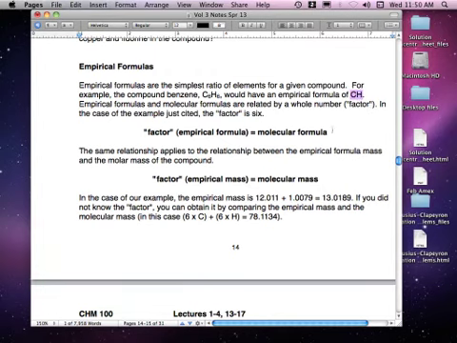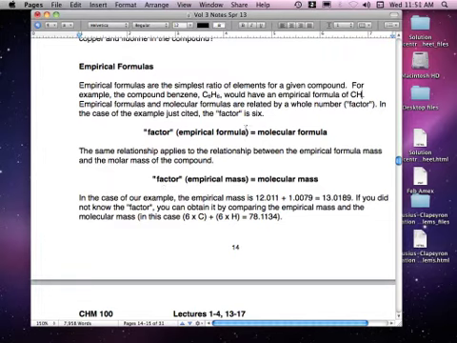The formula and the mass are related by the same factor. So I take this factor, multiply it times the formula, I get the molecular formula. I take the exact same factor, multiply it times the empirical mass to get the molecular mass. In the case of this molecule, since we know both the formulas, we see that the factor is 6. The empirical mass for benzene is 13: 1 carbon plus 1 hydrogen. 13 times 6 will give me the mass of the compound.